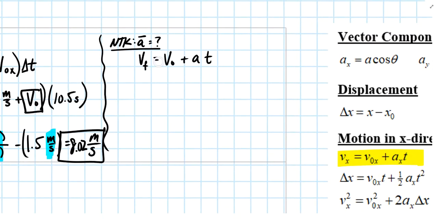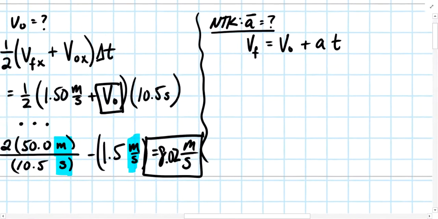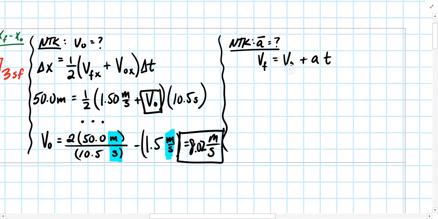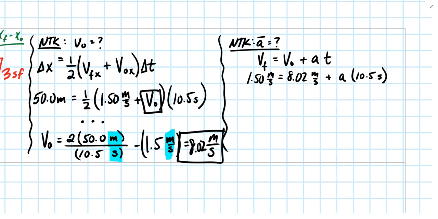So the final velocity is equal to the initial velocity plus acceleration times time. And I think I said this backwards a minute ago. We calculated the initial velocity, so that's the value I'm going to put on the right side, and we were given the final velocity. So with our values substituted, we'll have a little bit of algebra ahead of us.